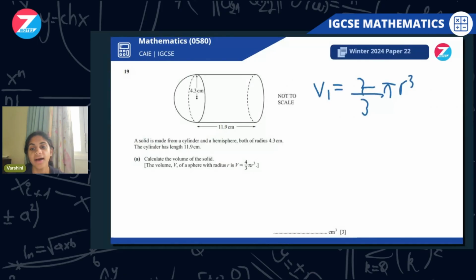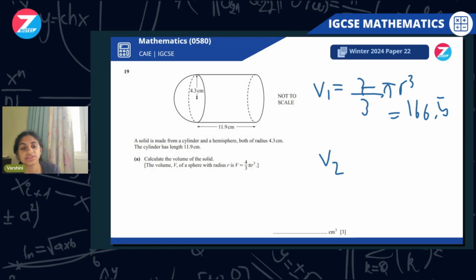So now we have r, which we know to be 4.3 centimeters. All we have to do is substitute this in the formula. So just put that straight into your calculator, 2 by 3 into pi into 4.3 cubed. And you should get 166.5.